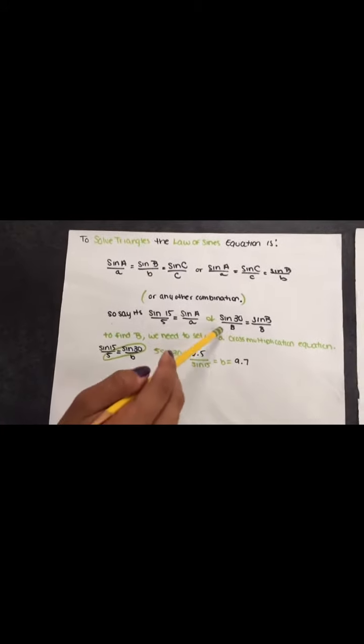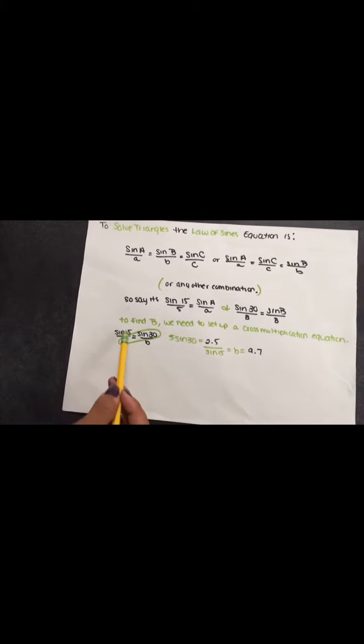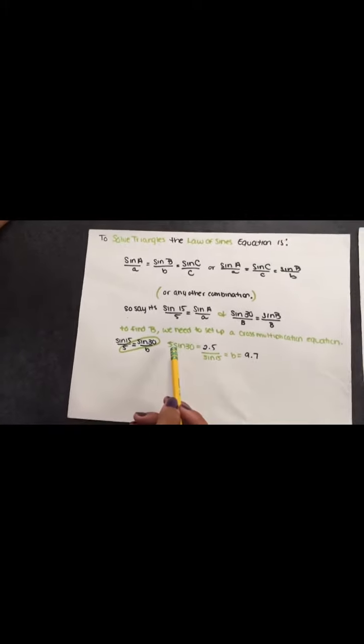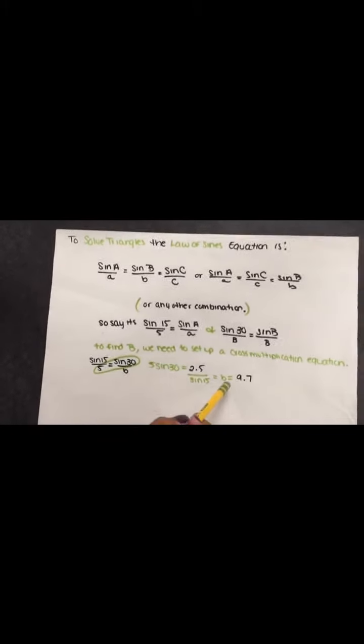So let's just start with an example. Sine of 15 over 5 is sine of A over A. And sine of 30 is over b. And to find b, we need to set up a cross multiplication equation. So sine of 15 over 5 equals sine of 30 over b. We would have to do 5 times sine of 30 divided by sine of 15. So 5 times sine of 30 is 2.5, and dividing it by sine of 15 equals b, and b equals 9.7.